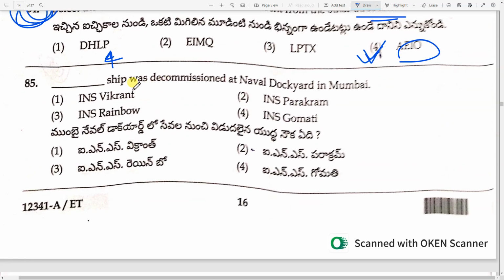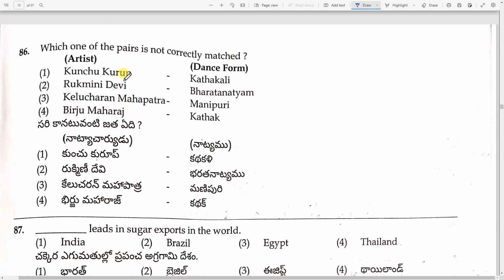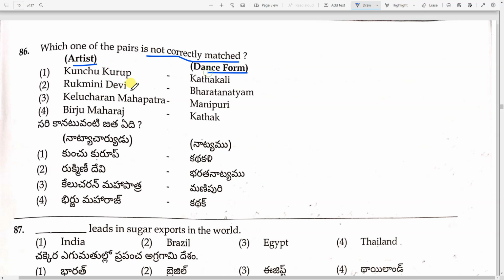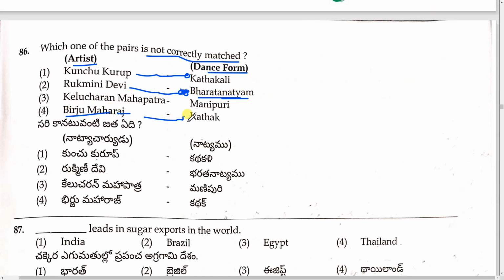Which ship was decommissioned at Naval Dockyard in Mumbai? So this is INS Gomti. Which one of the following pairs is not correctly matched? So here artist and dance form are given. So Kunchukuru is referring to Kathakali. Rukmini Devi is related with the Bharatanatyam. Birju Maharaj was from UP, Kathak.